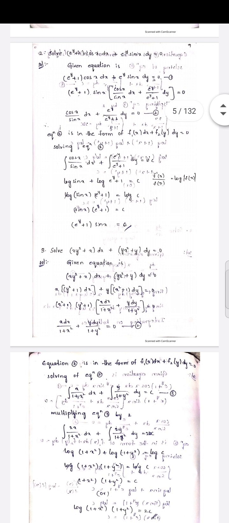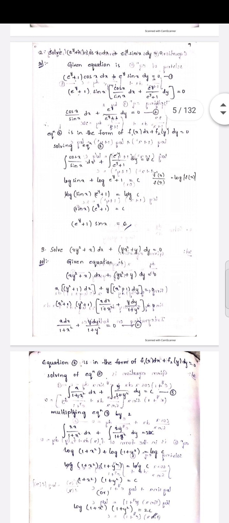So the working rules are five conditions. Apply these five conditions to the equation, hence the required solution. The first one is M dx plus N dy is equal to 0, an ordinary differential equation. First working rule: the main equation is of the form M dx plus N dy is equal to 0. The second: it can be written as f1 of x dx plus f2 of y dy is equal to 0. Third condition, separation of variable.